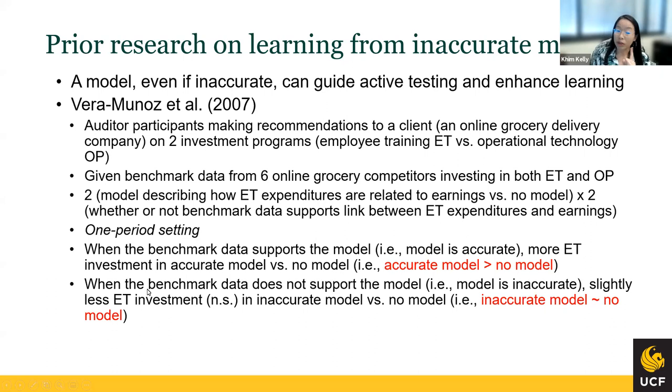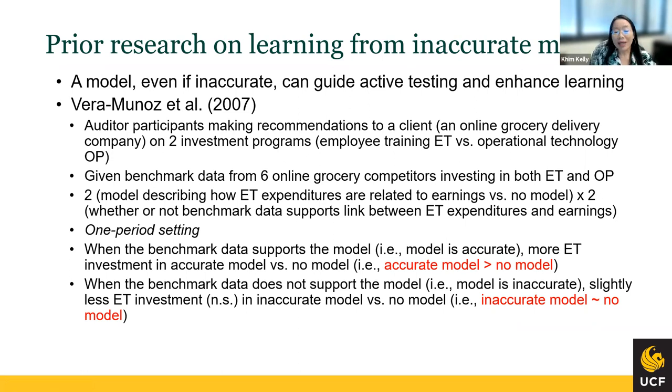Now, what I thought was interesting was when the benchmark data actually does not support the model, all right? Here, it actually means the model is inaccurate. They say ET is great, but ET is actually not that great. What I thought was interesting was that there's actually slightly less ET investment, although statistically not significant, in the inaccurate model condition versus a no model. So what this suggests to me is that at least in a one period setting, having an inaccurate model doesn't really harm decisions versus no model, and in fact may slightly be better, although statistically not so.